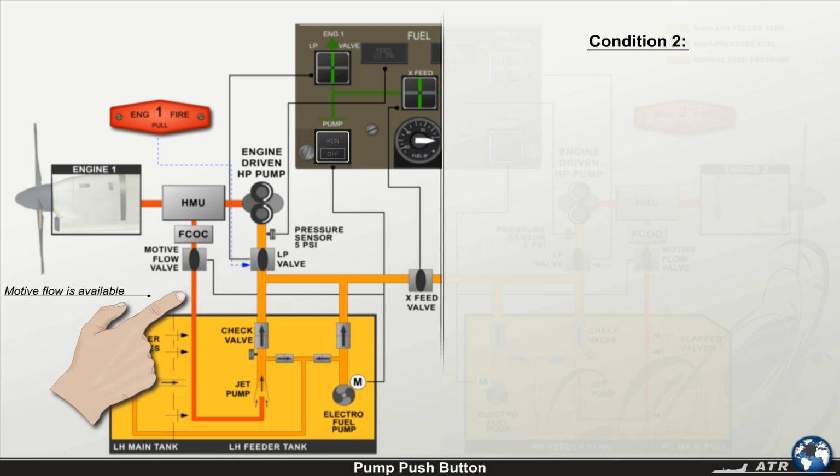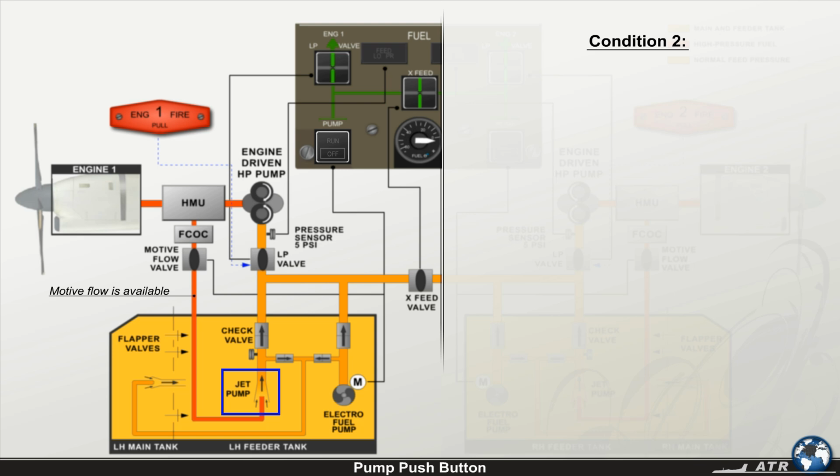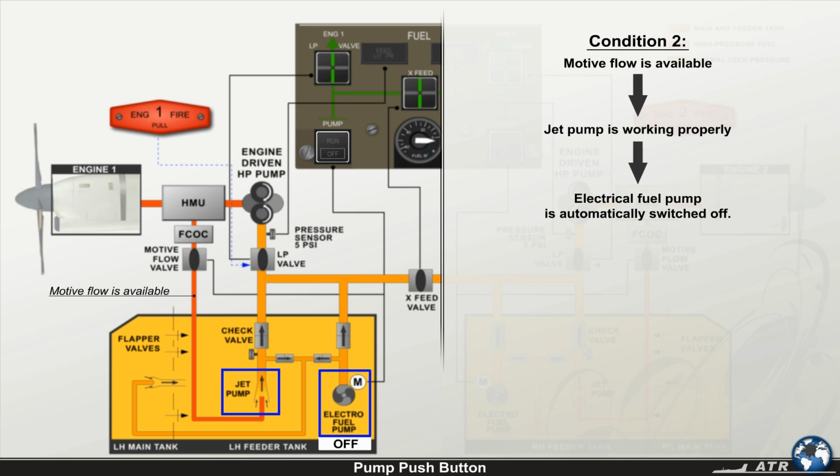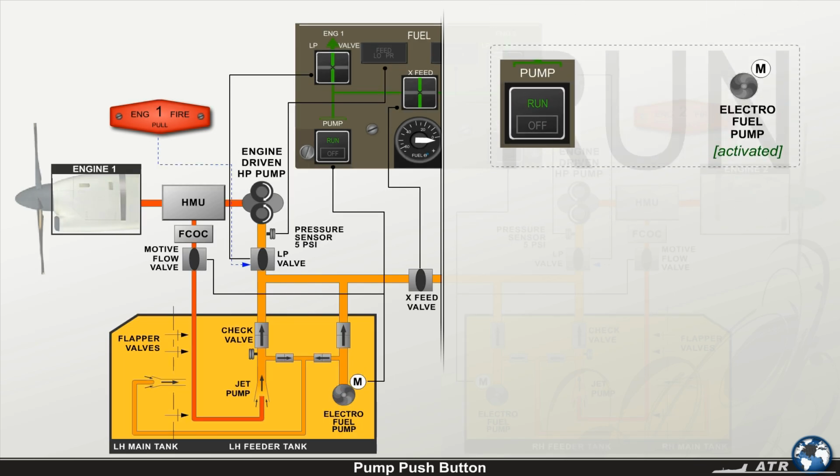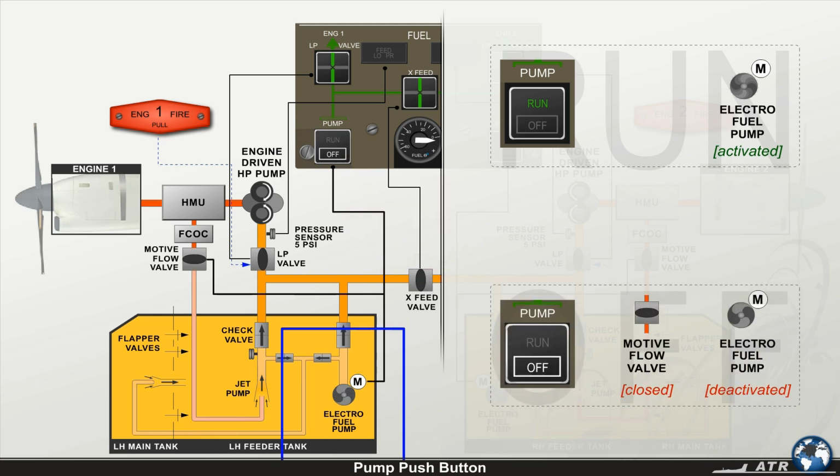The other condition is when the motive flow is available and the normal jet pump is working properly. In this case, the electrical fuel pump automatically switches off. The green run light in the pump push button indicates that the electrical fuel pump is activated. If the push button is released, the white off light illuminates, the electrical fuel pump is deactivated, and the jet pump motive flow valve is controlled closed.